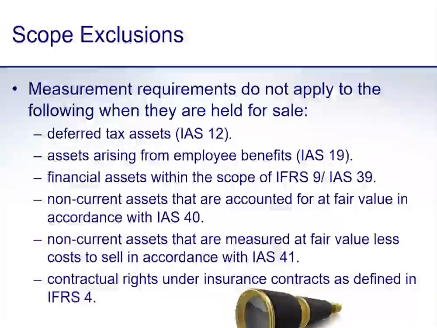Any non-current assets that are measured at fair value, less any cost to sell, in accordance with IAS 41. Here we're dealing with agricultural assets. So whether I'm dealing with biological assets or with the growing crops, those will be dealt with under IAS 41. Any contractual rights under insurance contracts are dealt with in terms of IFRS 4. But folks, again, it's just the measurement requirements that don't apply. So the measurement requirements of IFRS 5 don't apply to these particular items, but the presentation and disclosure requirements certainly will.